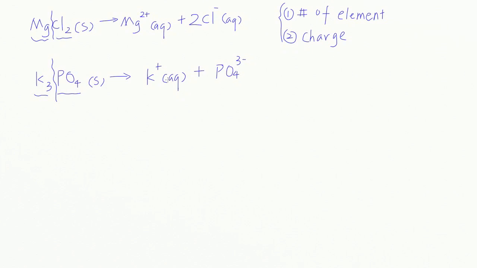Now again, if you check the number of the elements, you have 3 potassiums on one side and only 1 on this side. So you need to put the 3 in front of the potassium to indicate that on the product side you have 3 potassium cations. This 3 comes from here. Let me connect that. The 2 comes from here. And the PO4 3-, since it's a polyatomic ion, it's just itself. It won't dissociate into smaller particles, so it's PO4 3-. That's it.